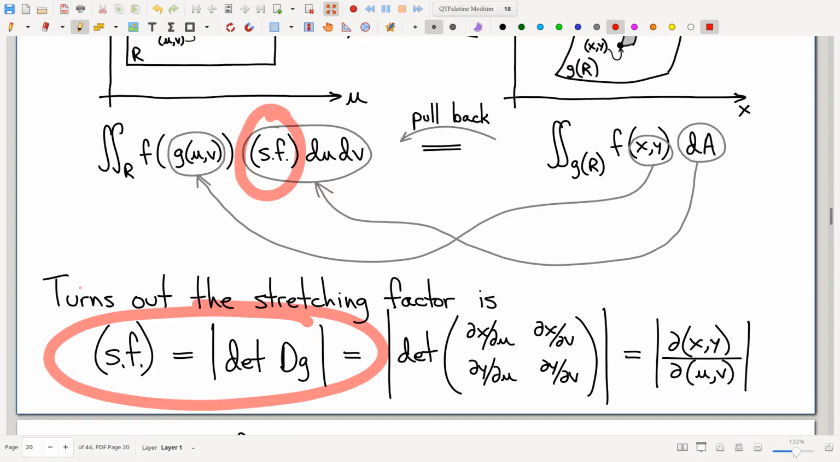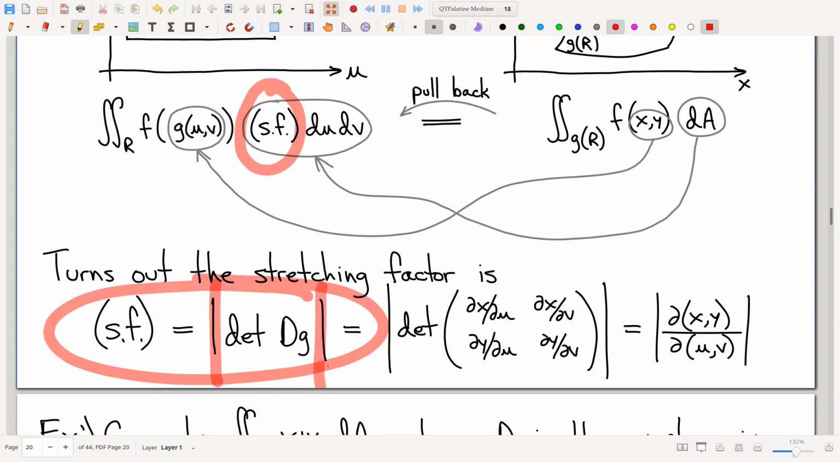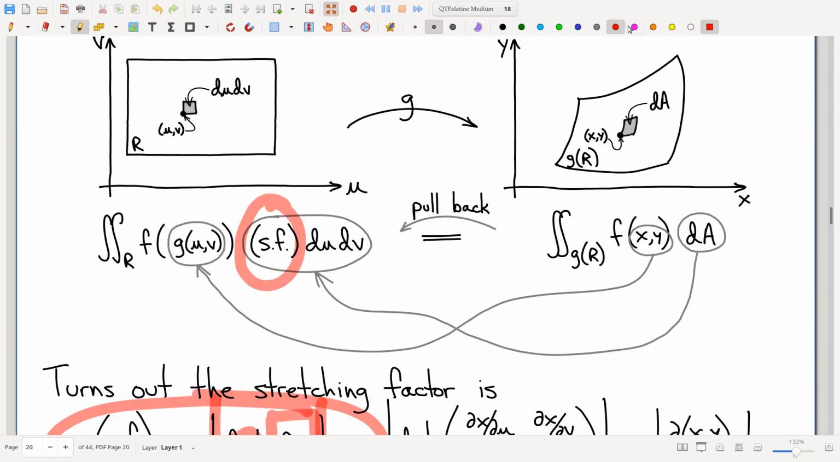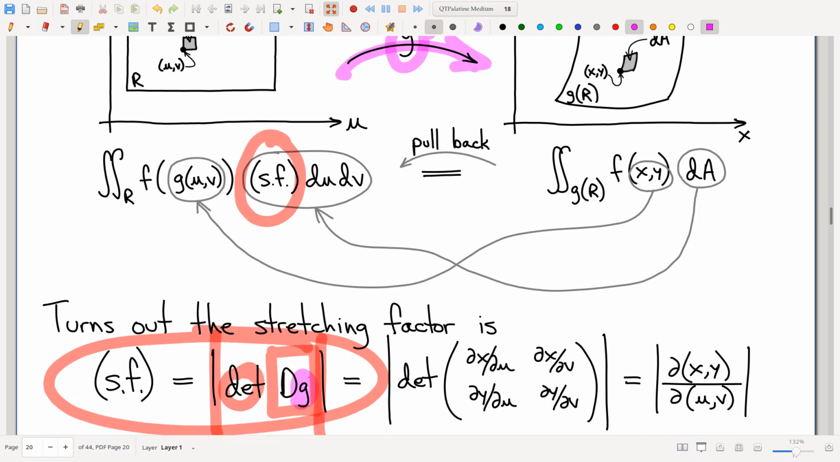It is the absolute value of the determinant of the derivative matrix of your G. So whatever your change of variables function is, whatever this G function is, we're going to look at its derivative matrix, take the determinant, take the absolute value. That's what the stretching factor is. And there's an excellent reason for that, and we'll get to that probably next time.